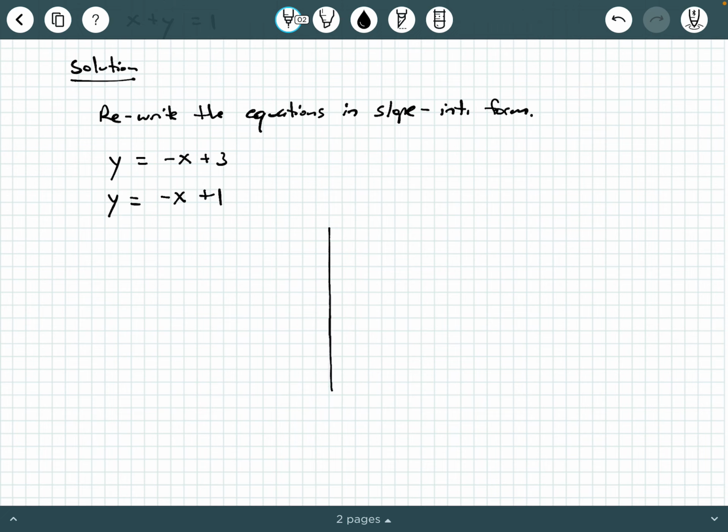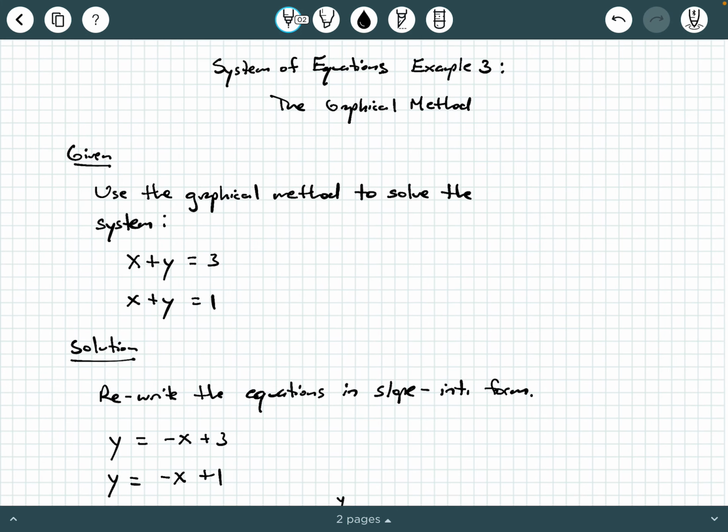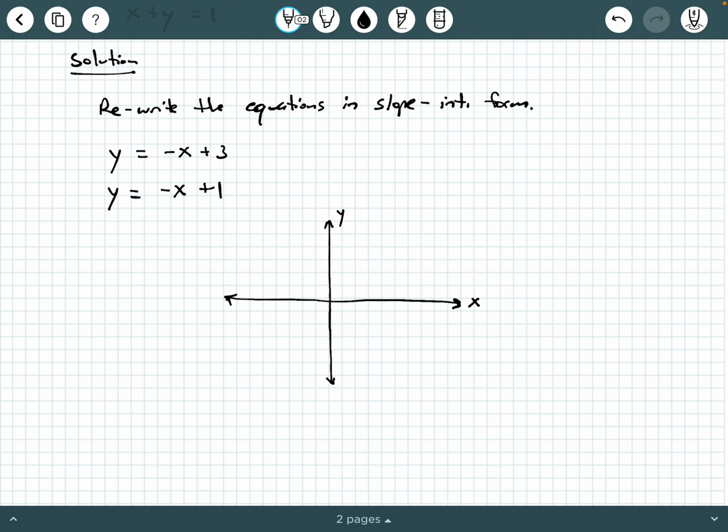So I'm going to draw my set of Cartesian axes. Remember, our x-axis is horizontal, our y-axis is vertical. I'm going to scale off my tick marks here to measure some values here, 1, 2, 3, 4, 5.